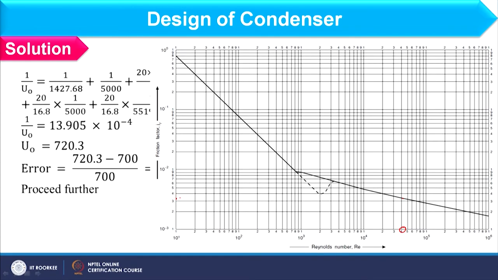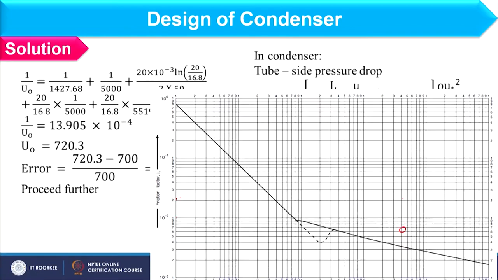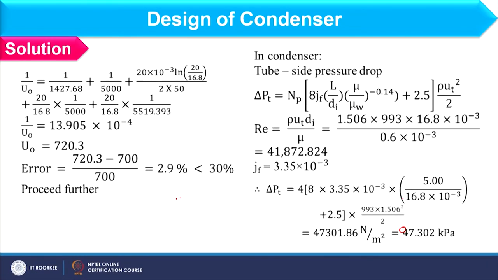So, the value should be slightly lesser than 3.5. So, we have considered 3.35 into 10 to the power minus 3 as Jf value. Considering all these parameters, you can find out pressure drop in tube side, where complete length of the tube is considered, because total length will give the pressure drop, okay.